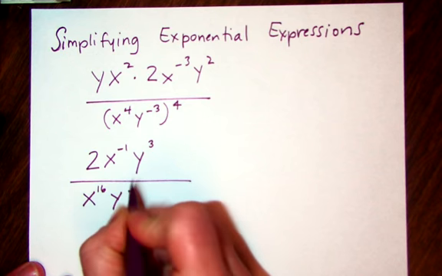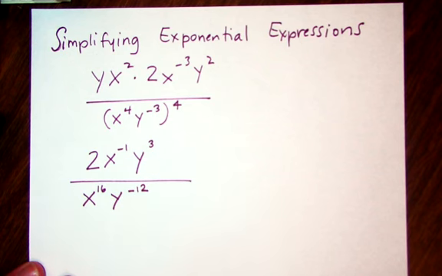When I add those exponents, I get x to the negative 1. I have a y squared and y, so of course that's going to give me y to the third. And the 2 doesn't have anybody to multiply with, so he just sits out alone out front. And down at the bottom, we had a power raised to a power, so I had to multiply those exponents.